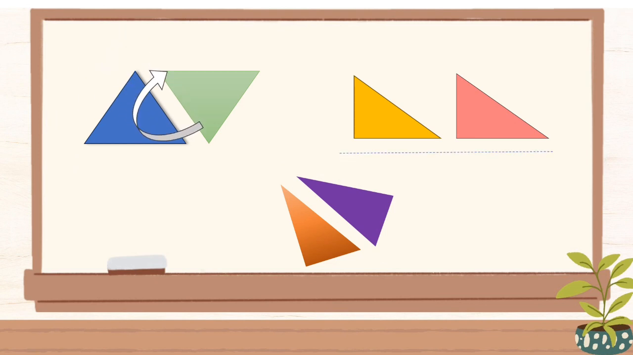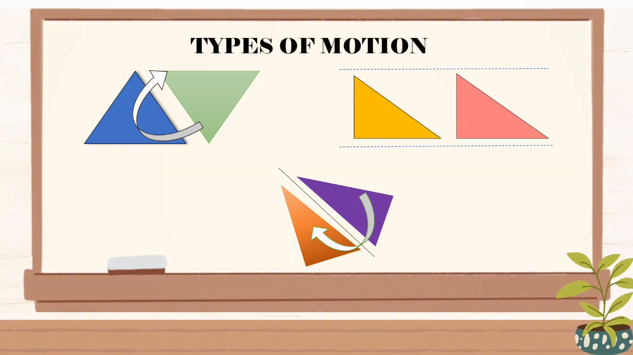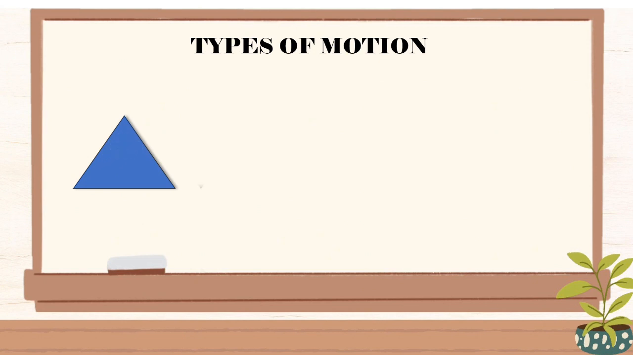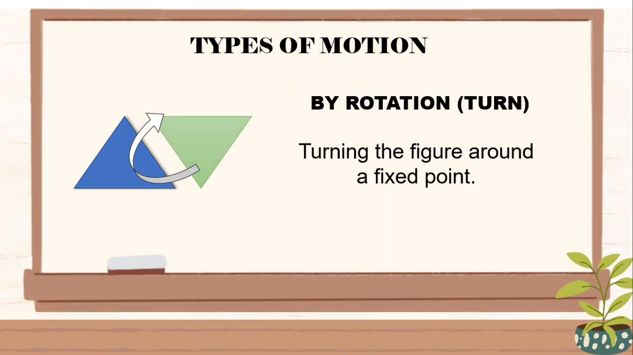by using the different types of motion in geometric figures. The first type of motion is by rotation or turn, turning the figure around a fixed point. So it means that the shape has turned around the pivot point. So any point in the shape will remain the same distance from the pivot point.